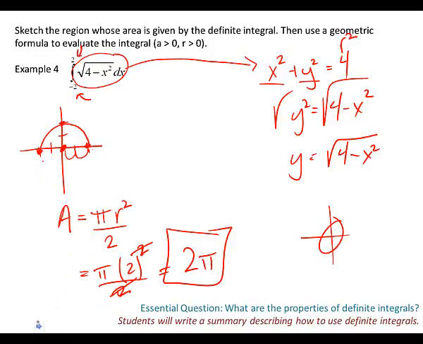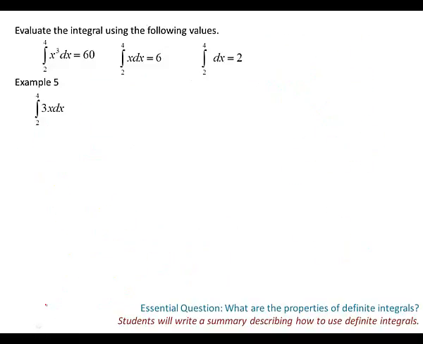Okay? Let's keep going. So now they're going to try to apply these properties we wrote down a few minutes ago. So what I'm saying here is if when I go from 2 to 4 of x cubed dx, my answer is 60. When I integrate 2 to 4 of x dx, my answer is 6. And when I go 2 to 4 of dx, my answer is 2. So I'm going to use the properties, and once I get down to one of these, I can substitute those numbers in. So I'm not really integrating, I'm doing the properties.